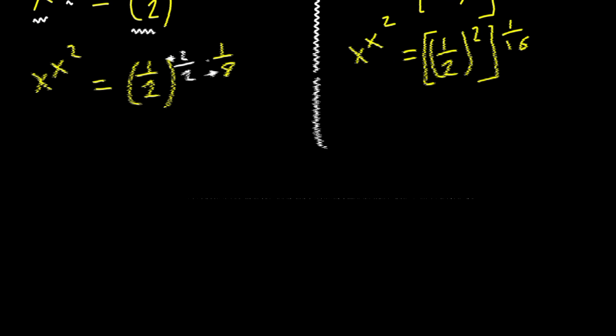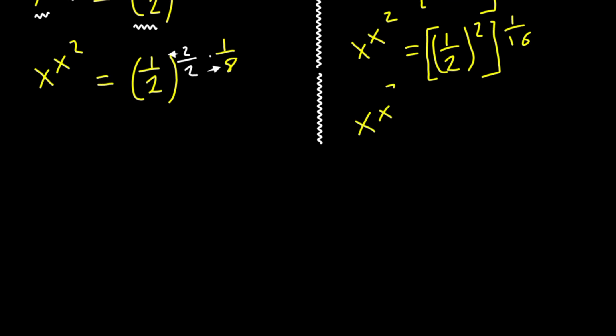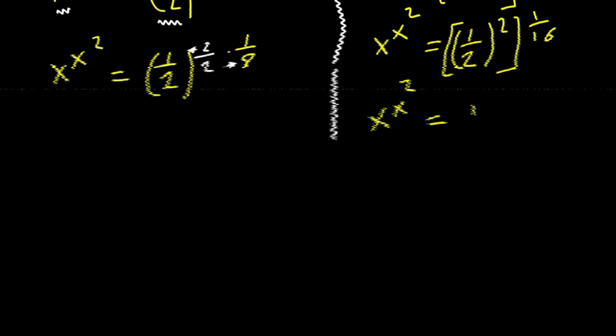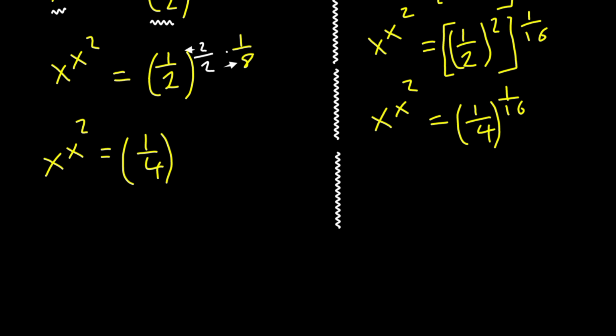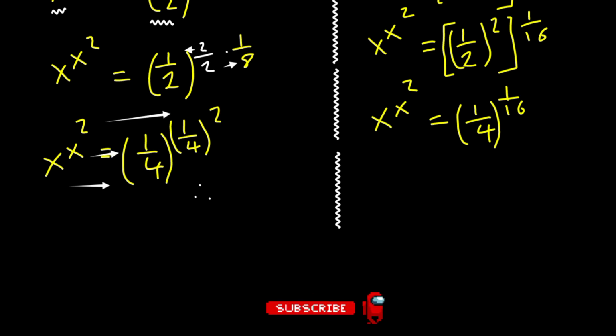Then moving further, we have x to the power of 2, giving us 1 over 4 all to the power of 1 over 16. And then moving further, we have x to the power of 2 equals 1 over 4, and we can express 1 over 16 as 1 over 4 all squared. Now therefore we can directly compare this, and from our direct comparison we'll find out that x equals 1 over 4.